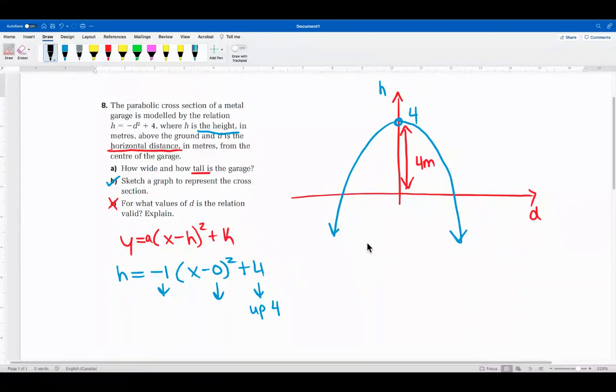So to find your x-intercepts, or in this case, our d-intercepts, we always set y equal to 0. Remember, we're not working with y, we're working with h. So let's set h equal to 0. Let's take this 4 to the other side.